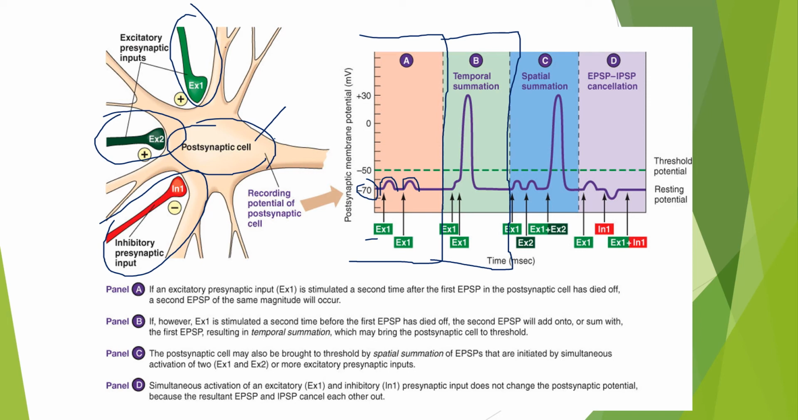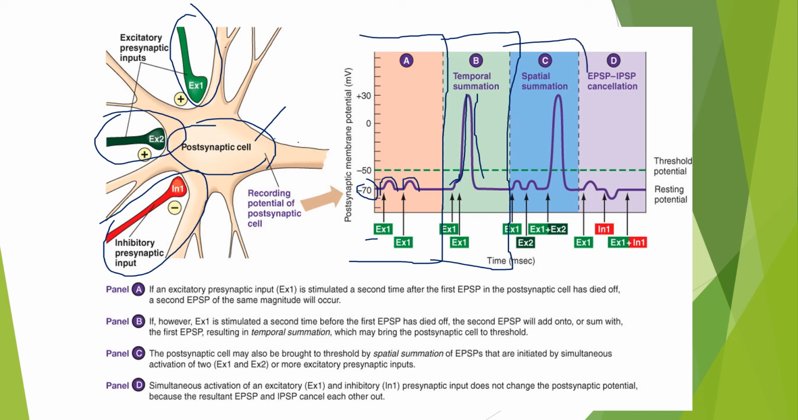Now, with temporal summation here in panel B, we have that same neuron firing, and the only difference now is the frequency at which it fires, and thus releases its neurotransmitter. And so if it is quick enough, what can happen is that those responses can build on each other and can cause a great effect, leading to an action potential for that postsynaptic neuron.